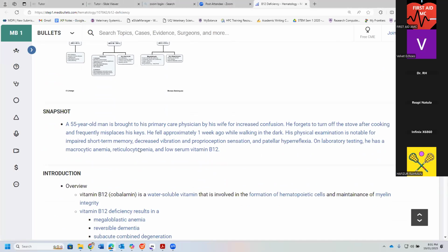A 55-year-old man is brought to his primary care physician by his wife for increased confusion. He forgot to turn off the stove after cooking and frequently misplaces his keys. So altered level of consciousness is there. He fell approximately 1 week ago while walking in the dark. His physical examination is notable for impaired short-term memory, and decreased vibration and proprioception.